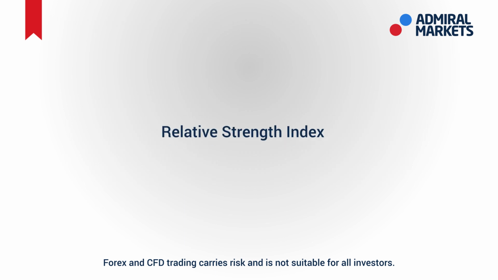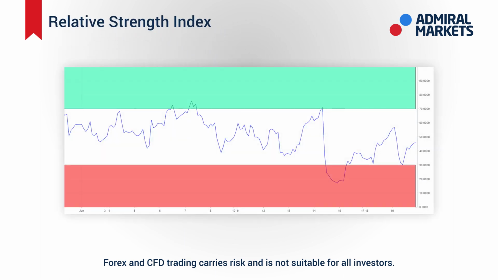Relative Strength Index. RSI is considered the best indicator for swing trading as it gives an idea of whether the market is overbought or oversold. RSI has a range from 10 to 100 and uses momentum to compare gains and losses of each currency pair.